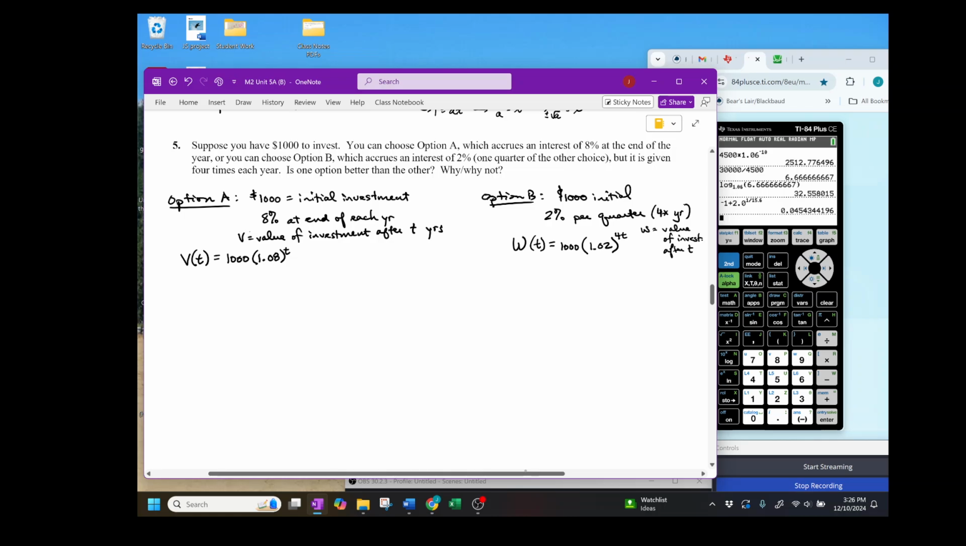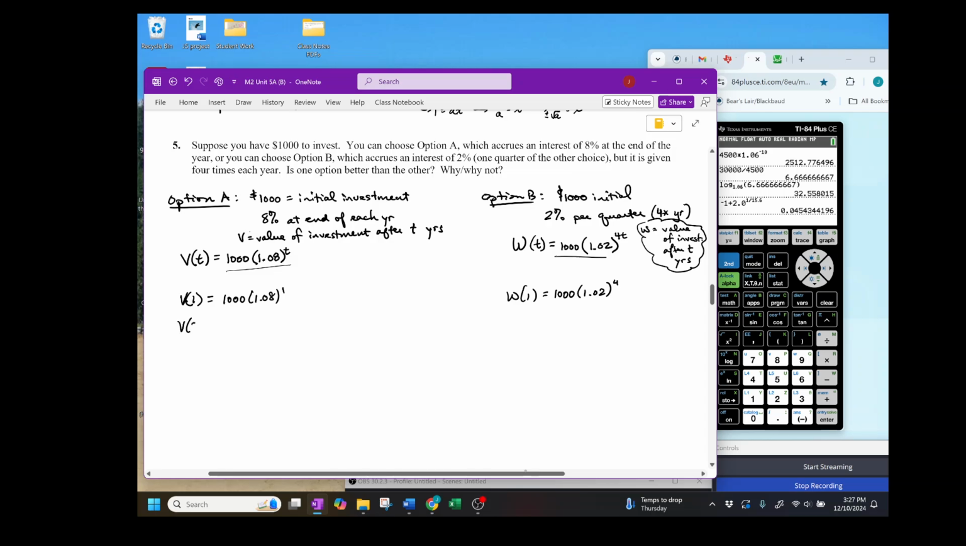Now, what you could do is use a different variable and say T is the number of quarters. You could do that, right? That would be okay too. But this way we can compare directly how this compares to this. So after 1 year, this will be 1,000 times 1.08 to the first. And this one will be 1,000 times 1.02 to the fourth, right? Because it was compounded 4 times that year.